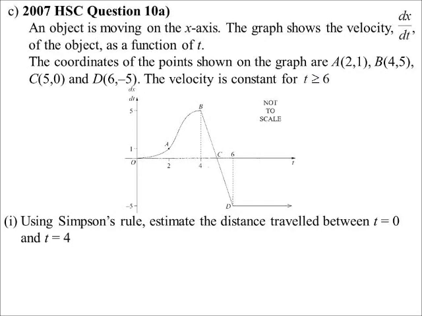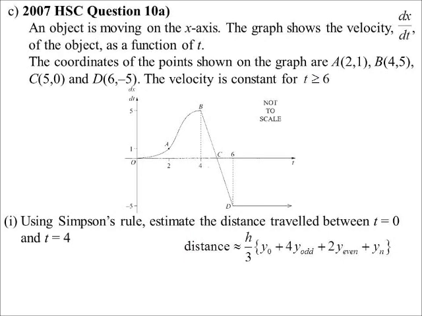What? Simpson's rule. Okay. Using Simpson's rule, estimate the distance travelled between t equals 0 and t equals 4. Now you don't know the equation of the curve, but you do know 3 points. So that's what we're going to do. Remember, h on 3, y 0, 4y odd, 2y even, y n.